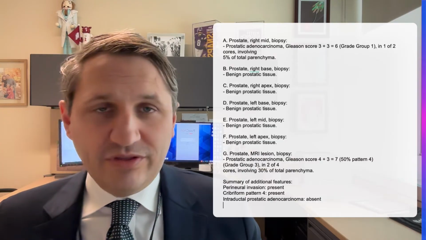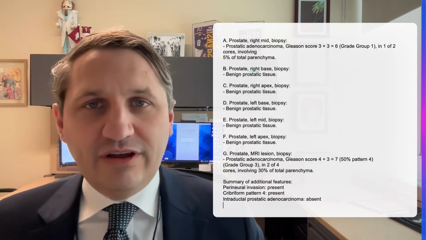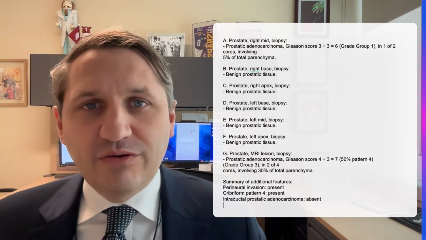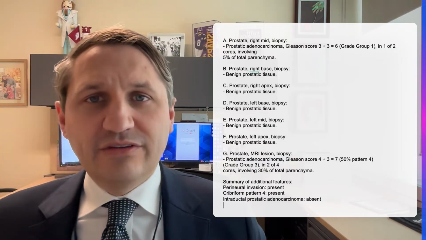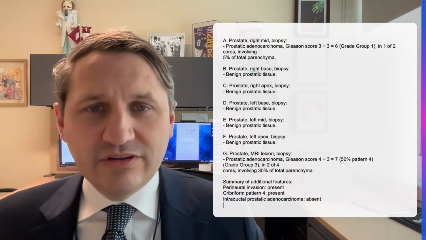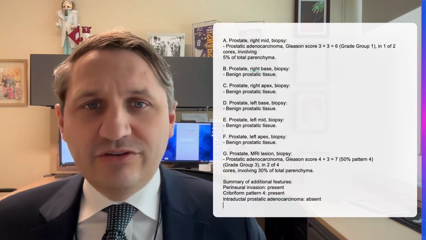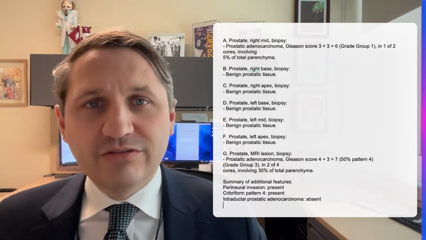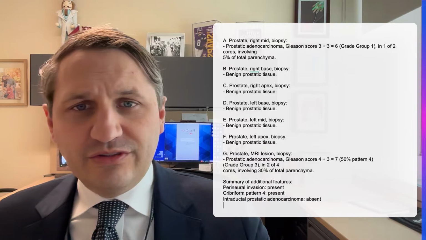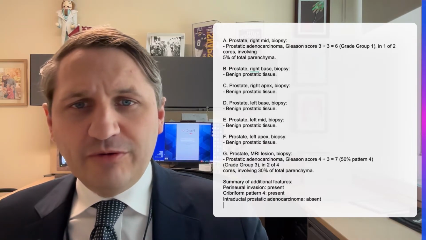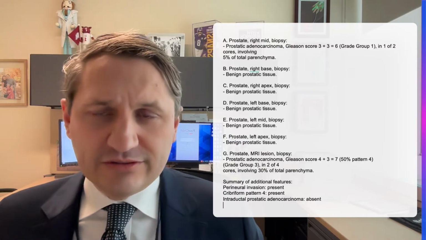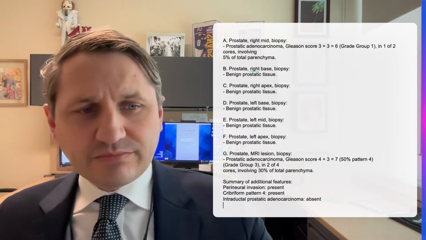This sample report is not a real patient, but it is exactly how all of our reports are formatted. In the right mid there was Gleason 6 disease, and in the MRI lesion of interest there was Gleason 4+3 disease, and in the summary of additional features there was perineural invasion, cribriform pattern, and no intraductal disease present. Now, what does this mean?